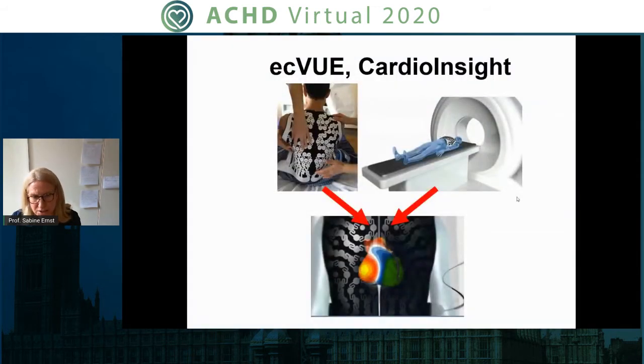There are other mapping systems. There are simultaneous mapping systems that don't need the catheter to be moved around step by step, collecting the electrograms, but you can actually do this simultaneously. This is the CardioInsight system that we used a couple of years ago, where you put a big vest on the patient's chest with 252 electrodes.